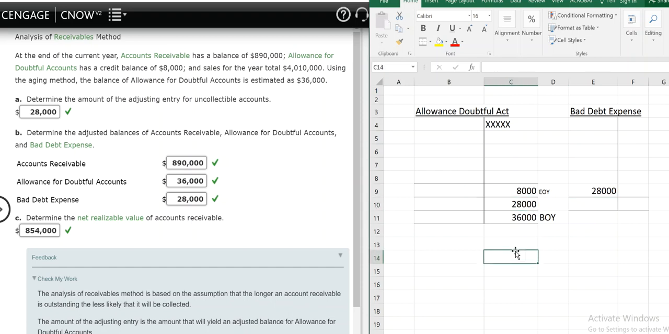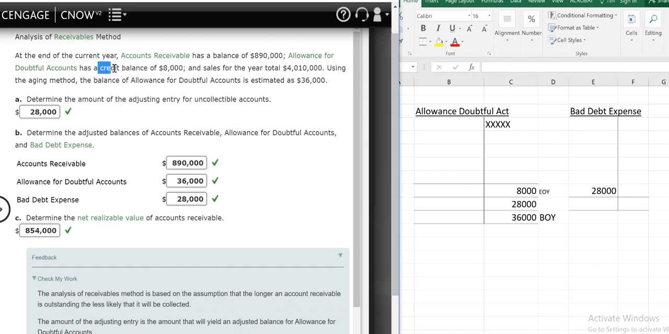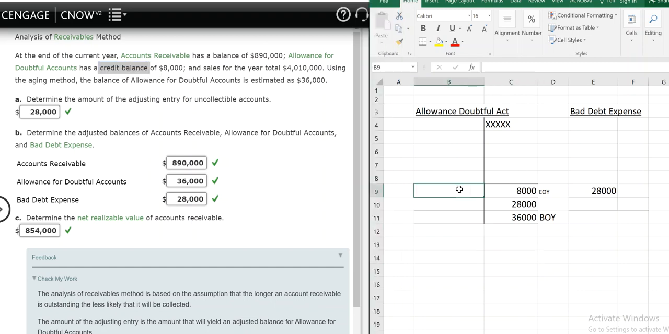Now, when you read this problem, if it says that the allowance for doubtful accounts, instead of having a credit balance, has a debit balance, instead of having the 8,000 here, then in this problem we will have to add the debit balance. So just for one second, let me go ahead and change this.